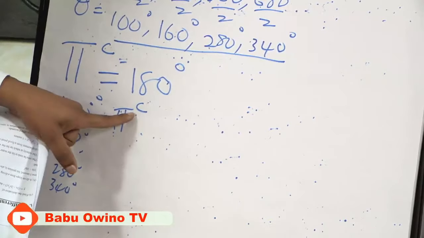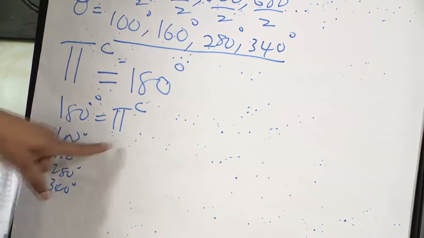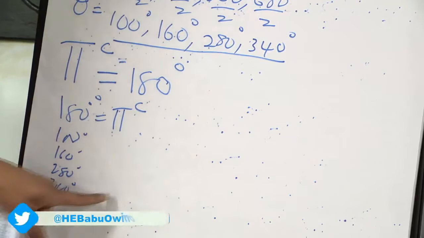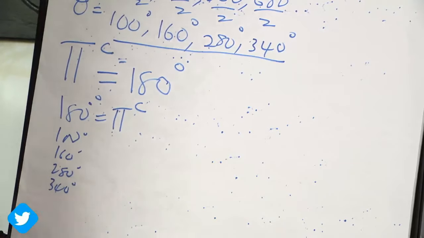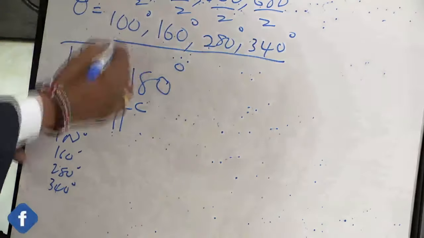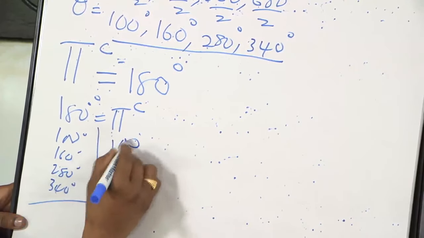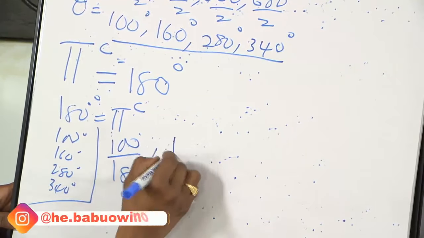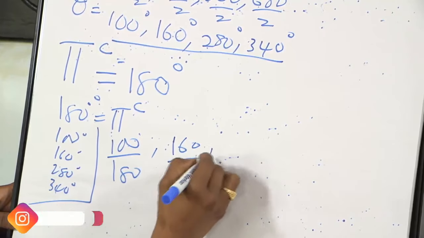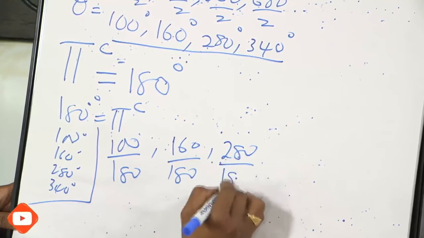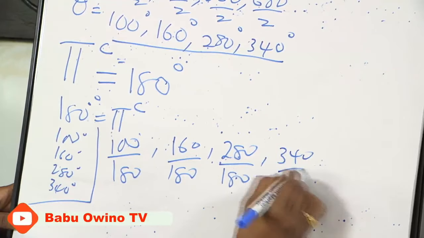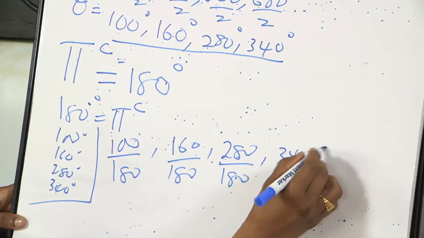160 times pi radians, divided by 180. 280 times pi radians, divided by 180. 340 times pi radians, divided by 180. So we divide all these angles by 180. So we'll have 100 divided by 180, 160 divided by 180, 280 divided by 180, and finally 340 divided by 180. They're in degrees.